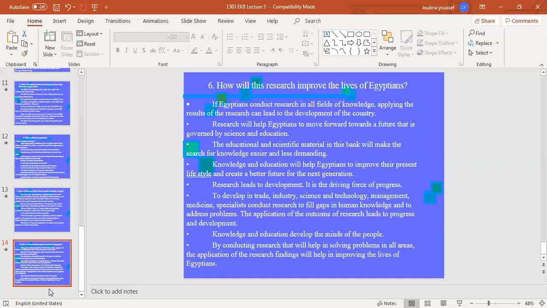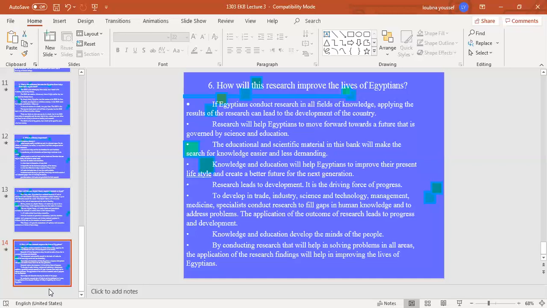One, two, three, four, five. Point number five, research leads to development. Development is the driving force of progress. So research leads to progress.